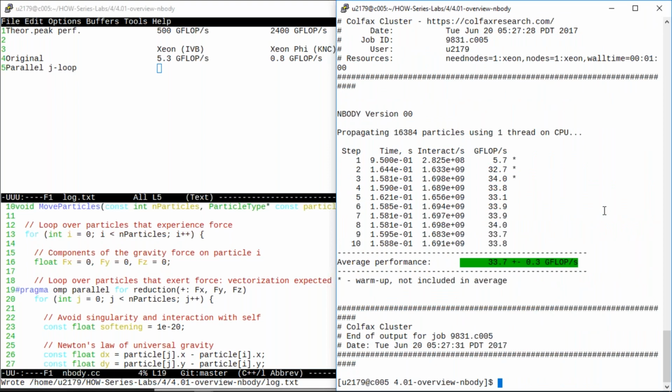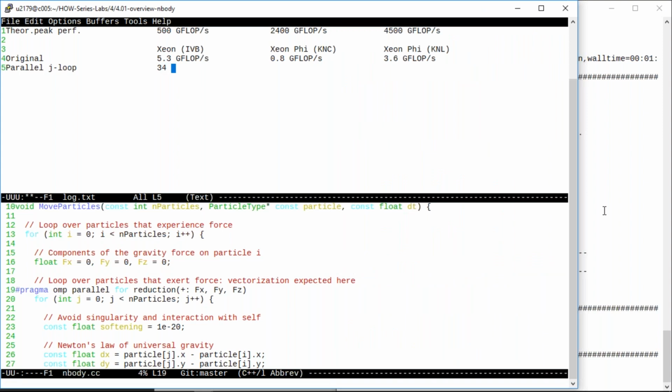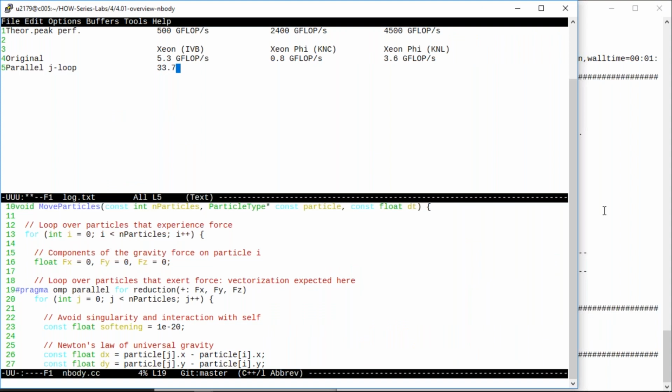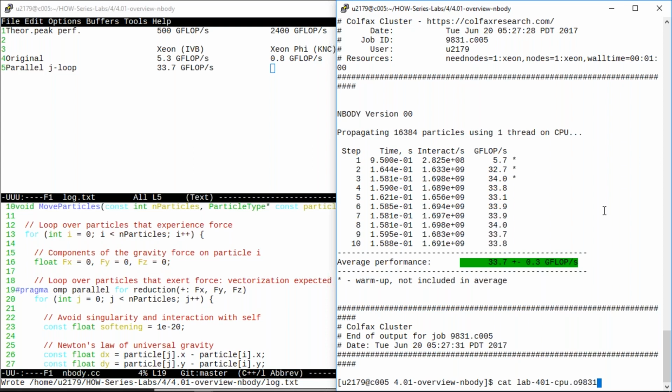We got 33.7. Well, let's do two significant figures. Let's do 33.7 gigaflops per second. Well, this is much better than before. Not great, but better than before.